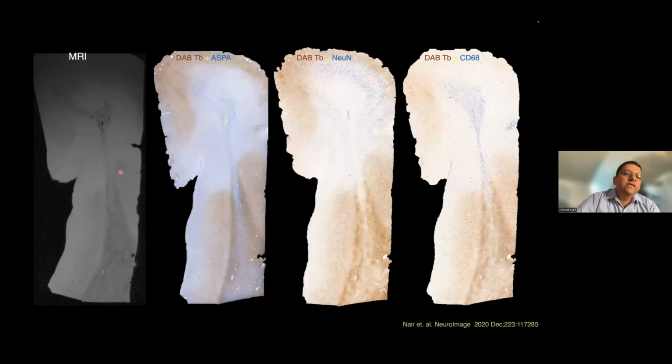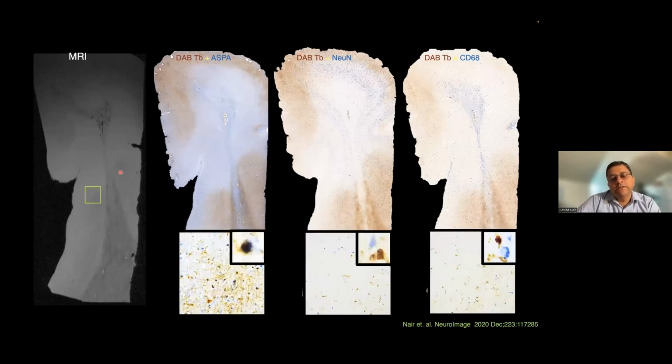This is the same case for the slab with the cortical lesion, and you can see the co-localization of iron and ASPA here, but not NeuN or CD68. There are more CD68 cells here, and there might be more with iron, but not nearly the density that is needed for getting the signal there, right?